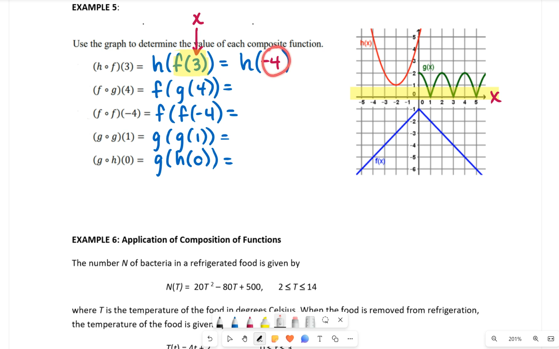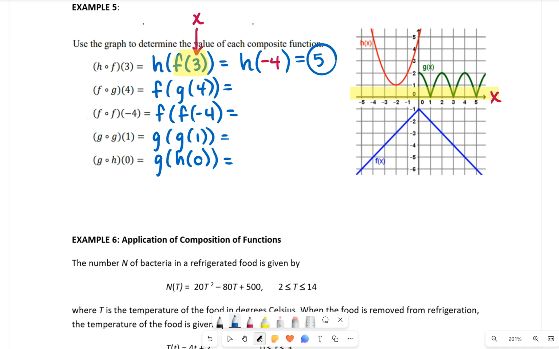Now it's asking me, hey, start over. Start at the -4. So the -4 is right here. That's where I'm standing, and it's telling me to go to the h function. Well, where's my h function? My h function is there. So from this -4, I'm going to go 1, 2, 3, 4, 5 units up to touch the red graph of my h function. So the answer to this is 5. And this is what you would type as a final answer.